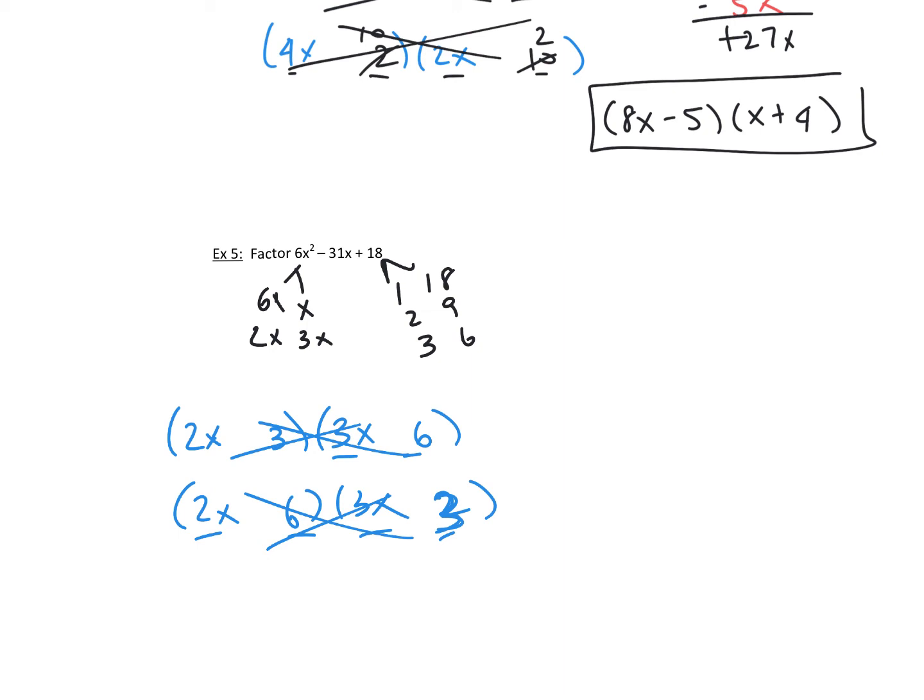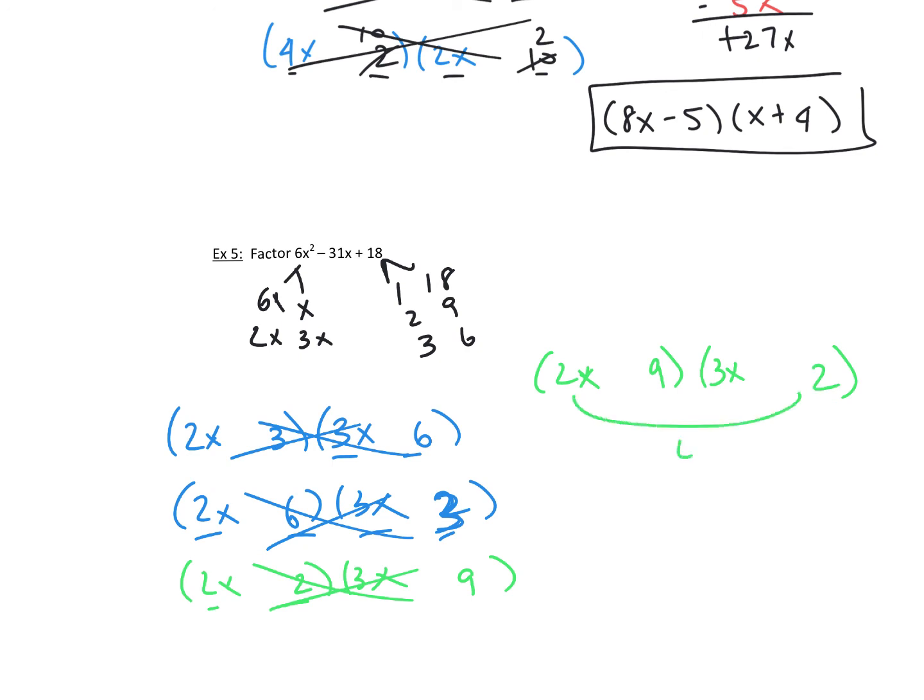I'm going to go on to trying 2x and 3x with 2 and 9. I know the 2 can't go here because I would have a GCF. So I'm going to switch them. Again, you don't have to write them all out, right? I'm doing it for the purpose of showing you. If I put the 2 and the 9 in those positions, I don't have any GCFs. Let me check. Outsides give me 4x. Insides give me 27x. I'm looking for 31x, which does work. 27 plus 4 is 31x.